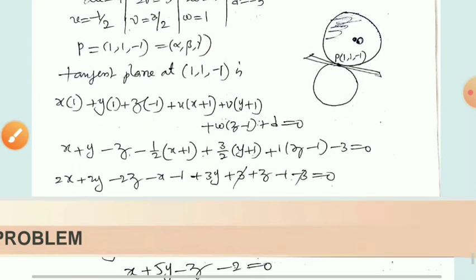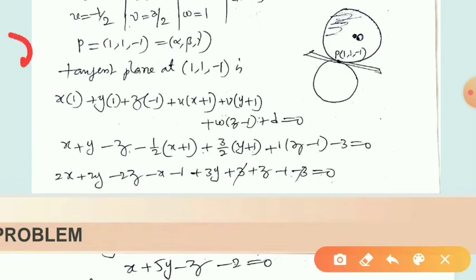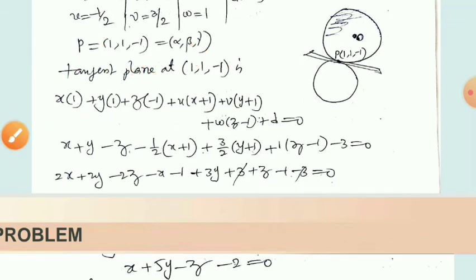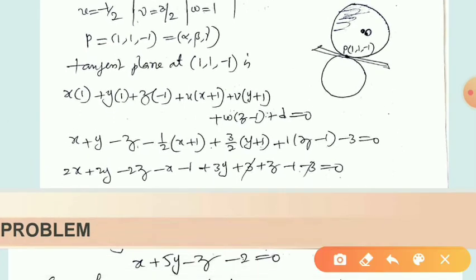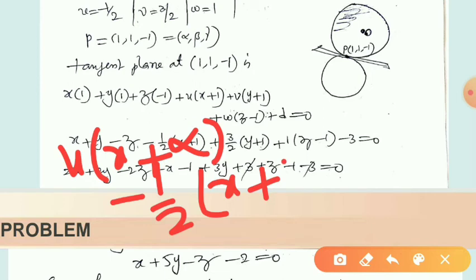Therefore, by applying the principle to find the tangent plane, we can write like this. The tangent plane can be written as x alpha plus y beta plus z gamma. Here alpha is equal to 1, beta is equal to 1, gamma is equal to -1. Therefore x into 1 plus y into 1 plus z into -1. Here u into (x plus alpha). What is u? -1/2 into (x plus alpha), meaning 1.